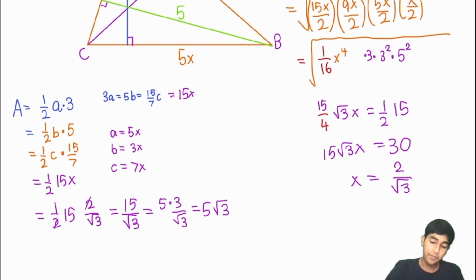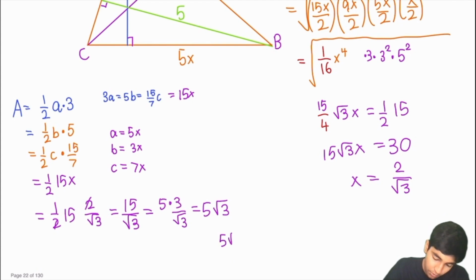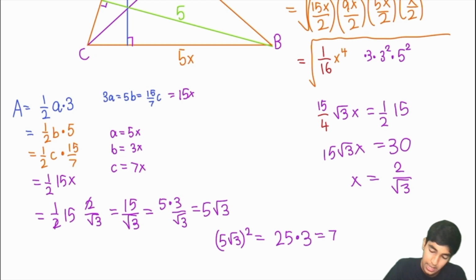So 5 root 3 is the area. And it's asking for the square of the area. So we just do 5 root 3 squared to get 25, which is 5 squared times root 3 squared, 3, equals 75, which is our answer.